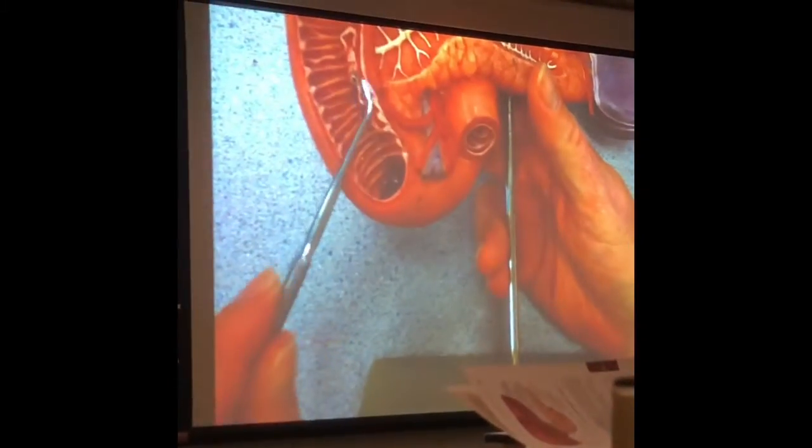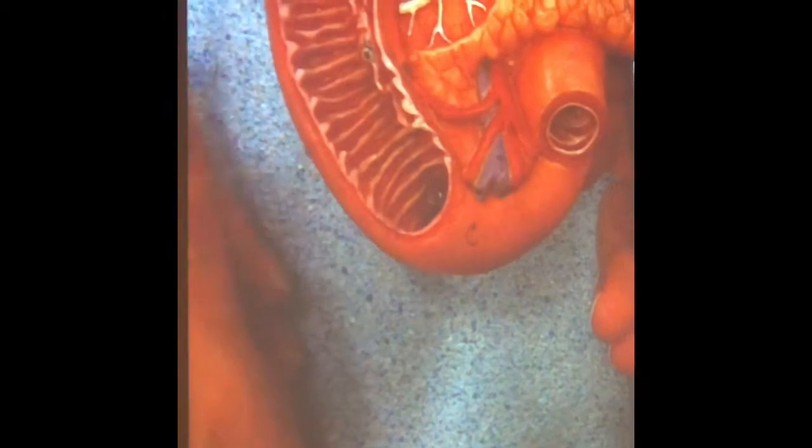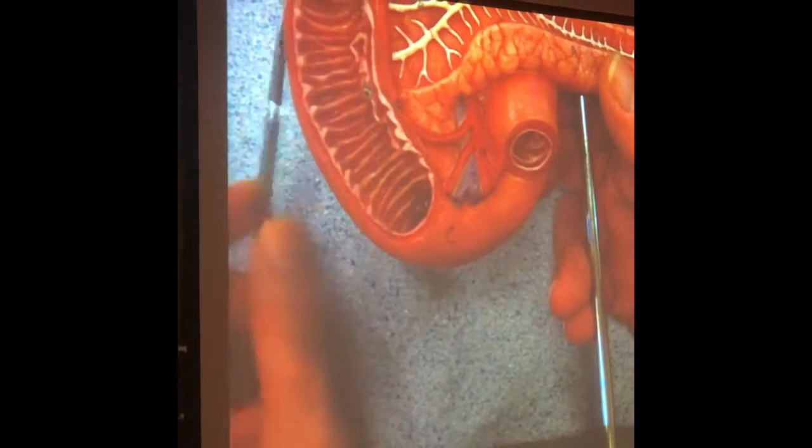Right here, can you see that little black hole? That's your major duodenal papilla. So if I point to this hole, it's number 4 on here. If I point to that hole, what is that? You can say, right around there, there's a hepatopancreatic sphincter. So you can say the sphincter or the sphincter of Oddi, but major duodenal papilla is what that is.